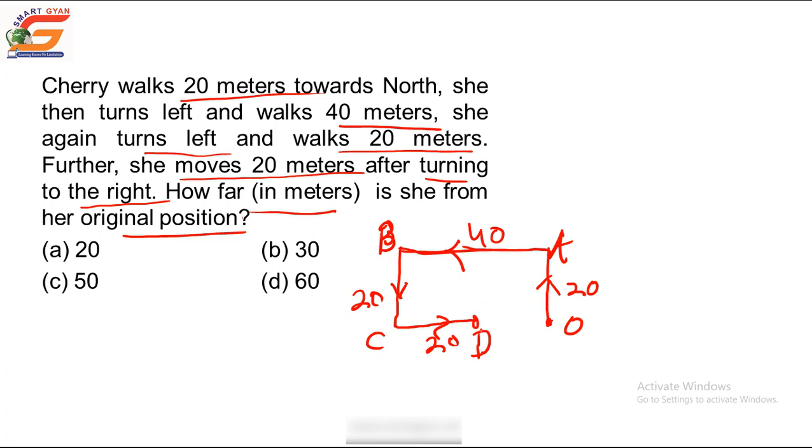So obviously C to D will be 20, which means the distance between D and O will be 20 meters. That is 40 minus 20, that is 20 meters. Choice A is your answer. I have put the names of the different points in the diagram just for your convenience, but you are not going to name all the points. Simply move on with the information and reach the end point, and then finally relate the distance or direction, whichever is asked.